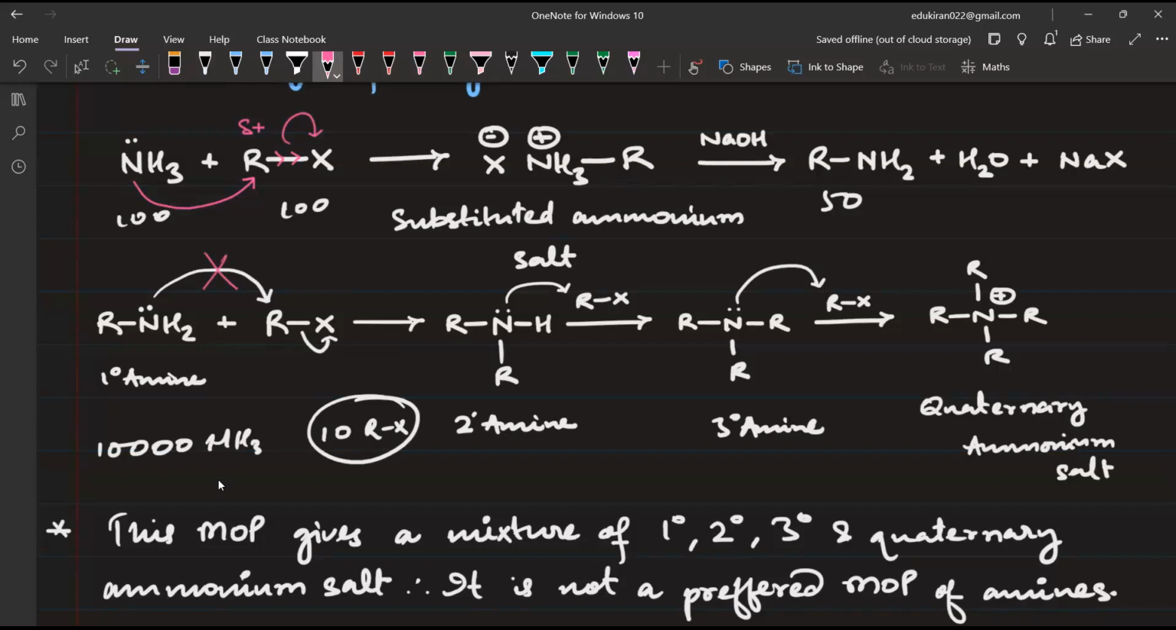Now primary amine and ammonia are not going to react with each other because this one also has a lone pair on nitrogen, and this one also has a lone pair on nitrogen. So they are not going to react with each other. They are not reactive. So what we can do is take excess of ammonia. If we take excess of ammonia, then we will get primary amine as the major product.